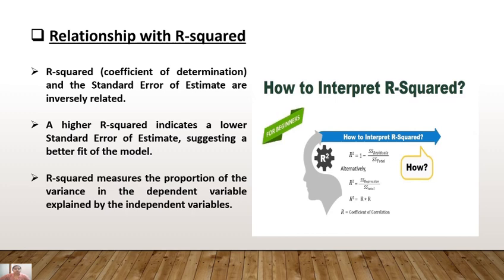Relationship with R squared: R squared and the standard error of estimate are inversely related. A higher R squared indicates a lower standard error of estimate, suggesting a better fit of the model. R squared measures the proportion of variance in the dependent variable explained by the independent variable. So let's move to the next slide.